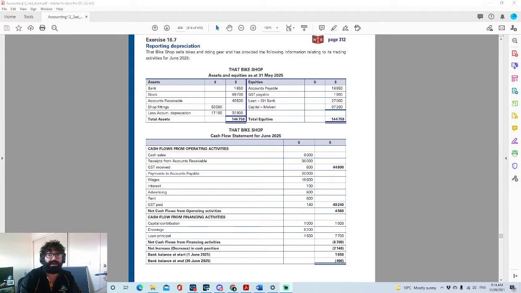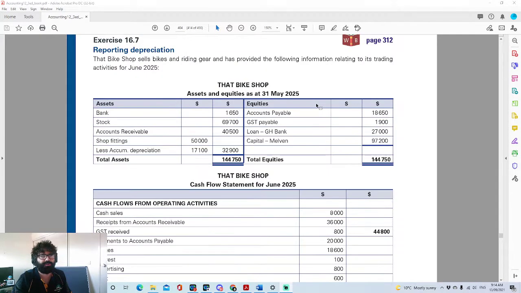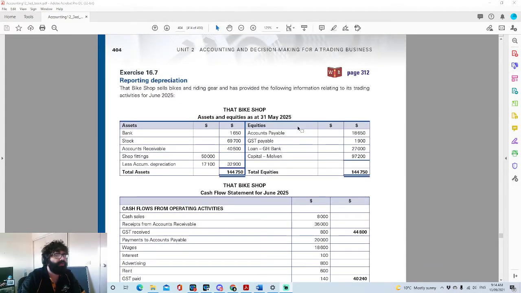Today, we're just going to jump straight into it. We're doing exercise 16.7. On your textbook, that is on page 404. I'll just zoom that in a touch. We can see page 404 and the workbook for your coursework, page 312. Those are the two main focus areas.